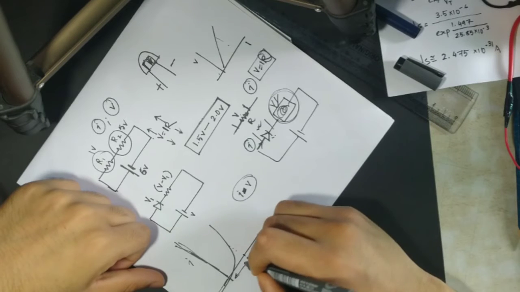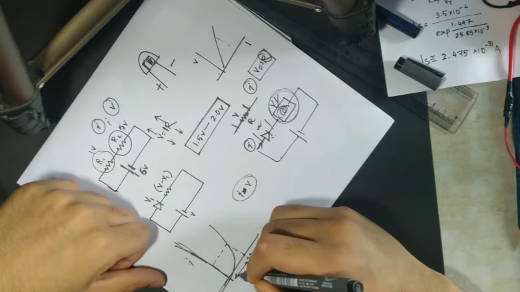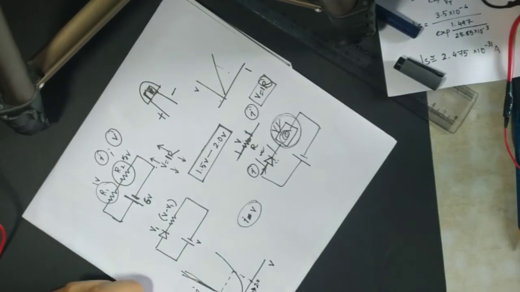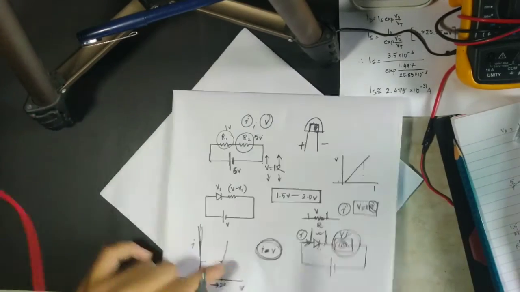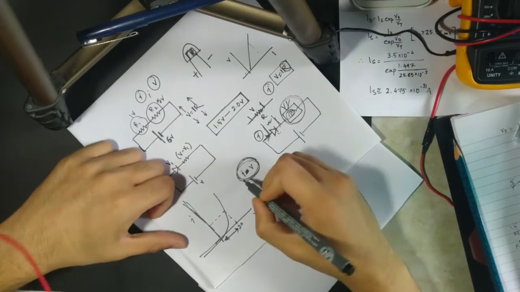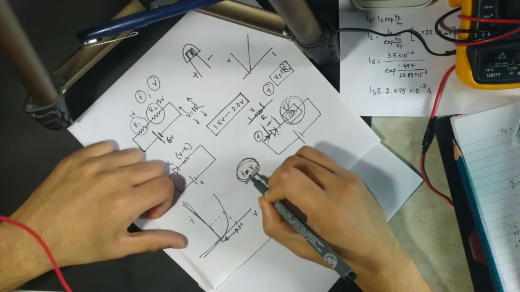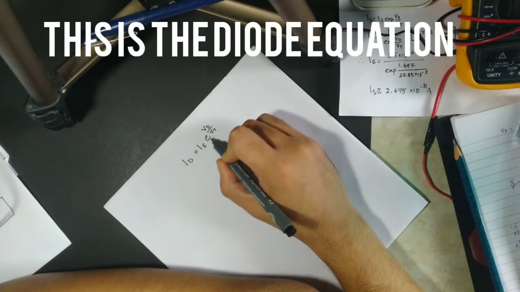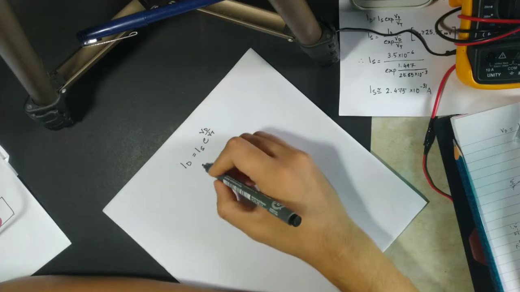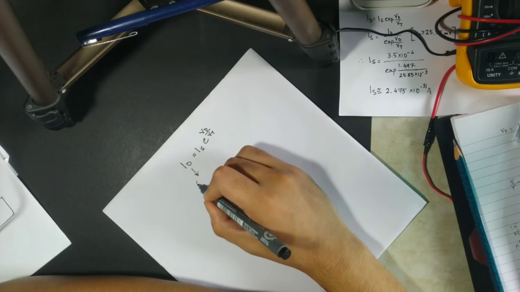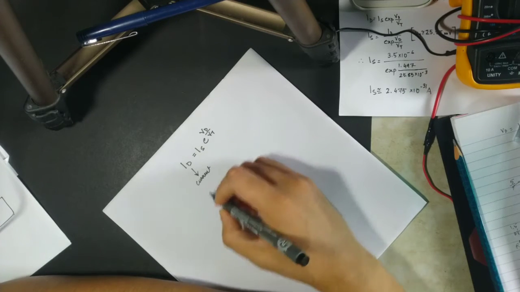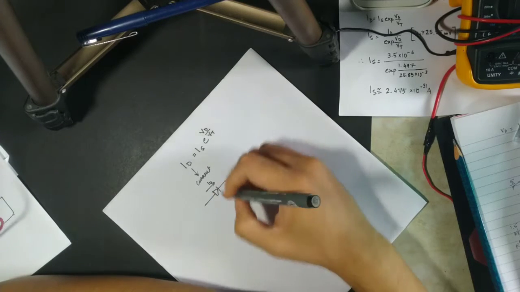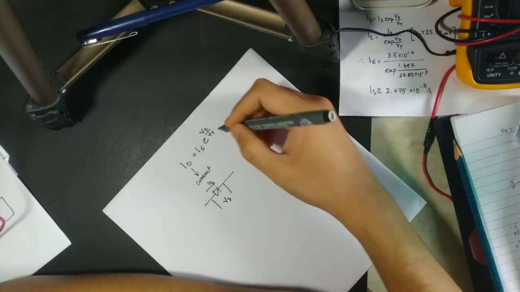Anyways, for this range we are interested in this range. For this range we need an equation, right? Here we discussed that we need an equation between I and V. This is ID is equal to IS into e to the power Vd by Vt. Here ID is the current through the diode, and Vd is the potential drop across the diode.